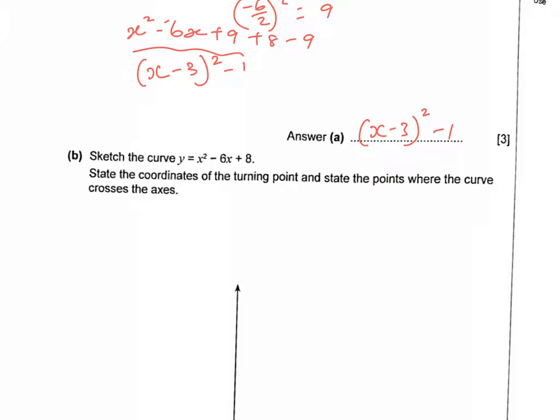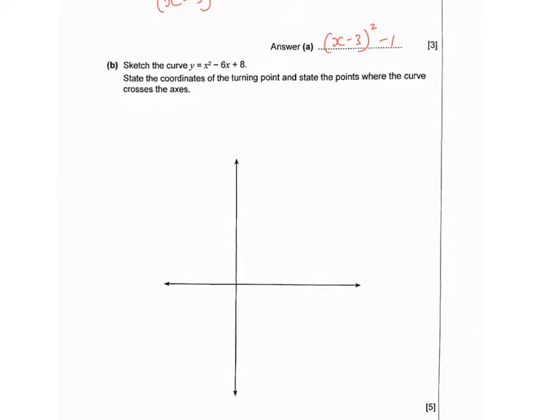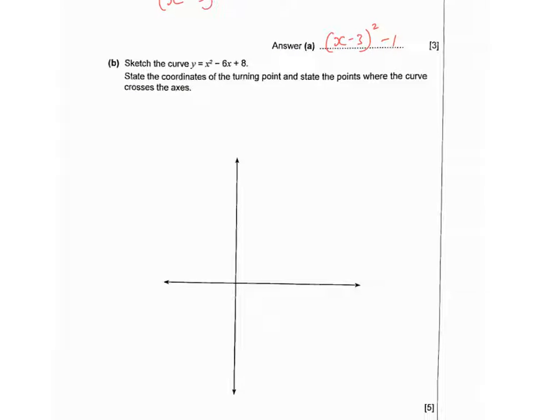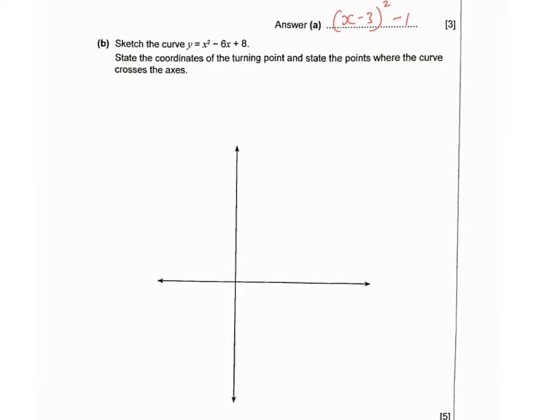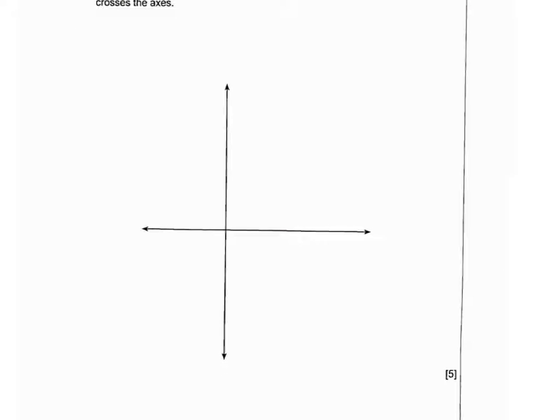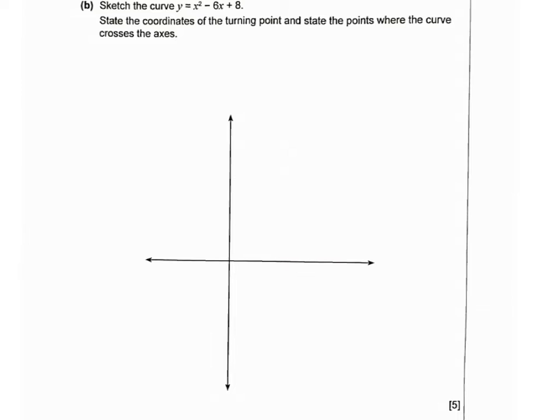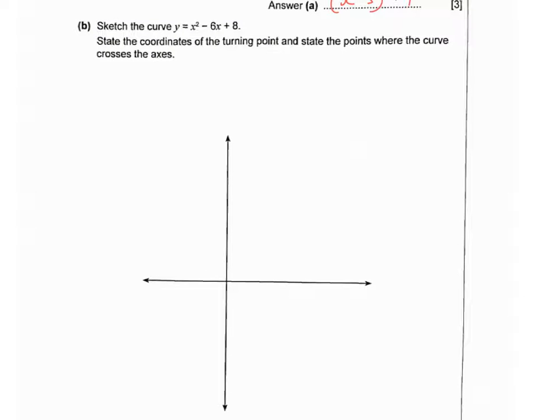Then the next question, it's a bit tricky because we did not really do something similar in class, but it's not difficult to sketch the curve. Sketching, you don't really have to draw a table. When you sketch, just make it a bit. Now because we are told to state the coordinate of the turning point and state the points where the curve crosses the axis. Axis means now, like this is our x-axis and this is our y-axis. Where will the curve cross the y and where will the curve cross the x?